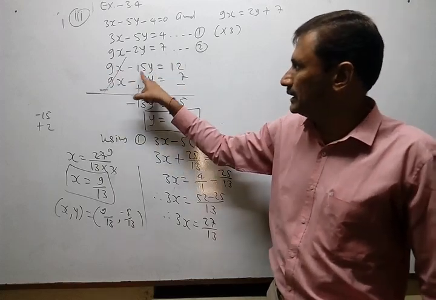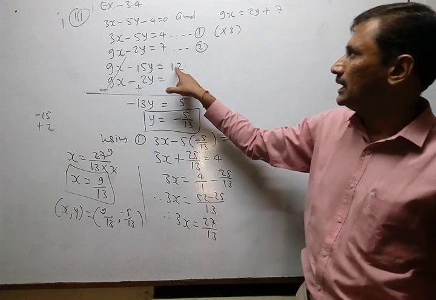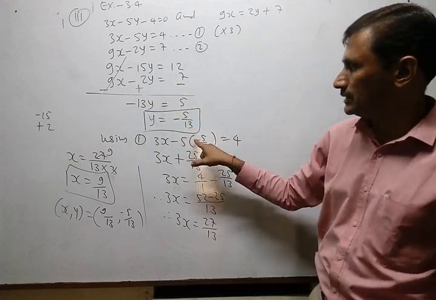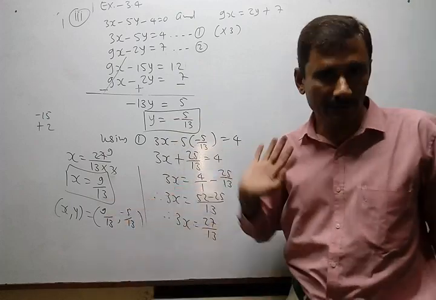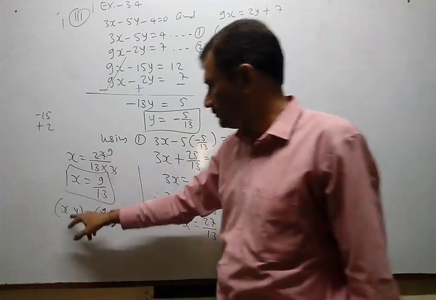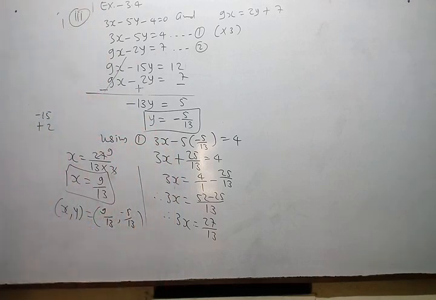Now according to new sign, only combine them. So minus 15 plus 2 minus 30. 12 minus 7, 5. Okay, so we got 1. Then any 1 is used to find out second variable. After getting both variables, just place both answer together. Okay. Now number 2.